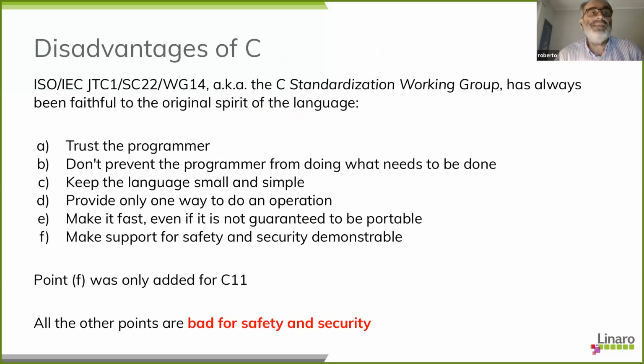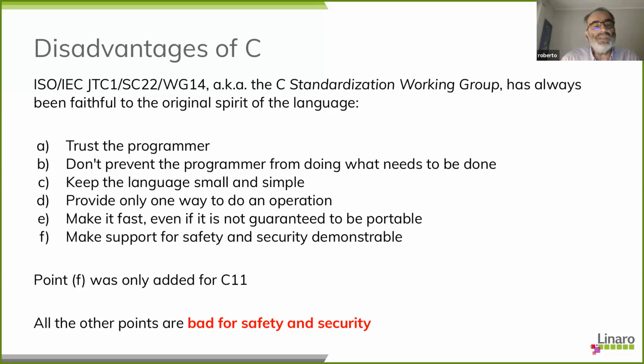And C also has disadvantages. One of the reasons is that the C standardization working group, WG14, has always been faithful to the original spirit of the language, which we can read from the charter of the working group. This is a literal quotation. So point A, trust the programmer. B, don't prevent the programmer from doing what needs to be done. C, keep the language small and simple, and D, provide only one way to do an operation. And point E is important: make it fast, even if it is not guaranteed to be portable.